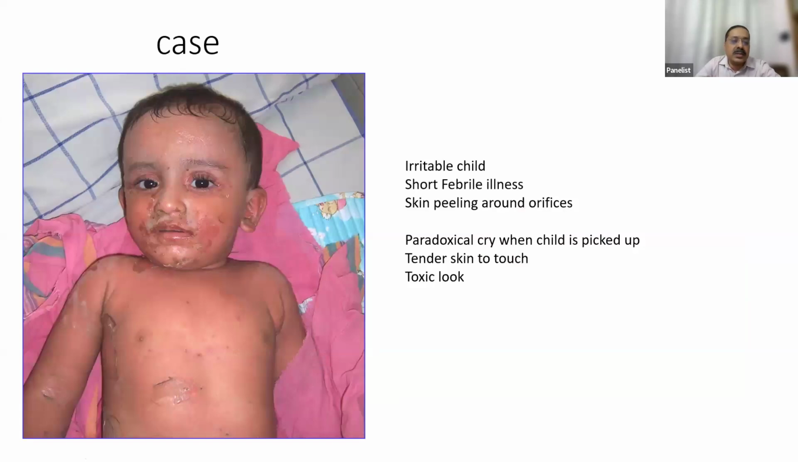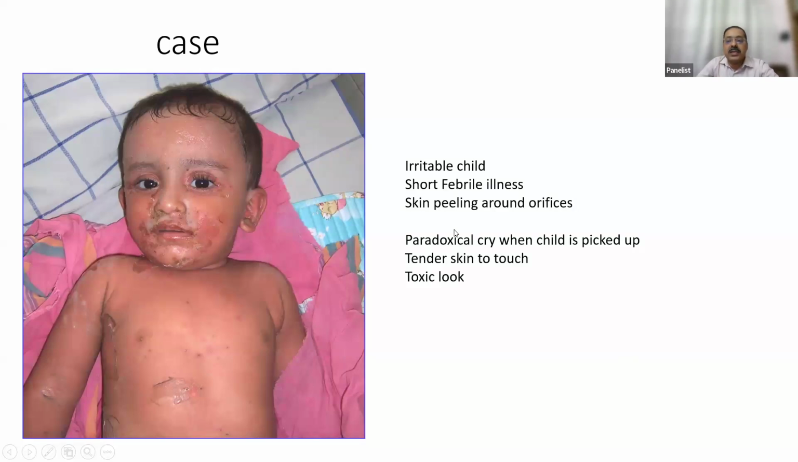Another case where there were actually superficial erosions. Somebody who is not introduced to dermatology will say this is probably a childhood pemphigus because there are erosions, there is bullae formation, very flaccid bullae. But what is important is the child is very irritable. It is a short duration febrile illness and the skin is peeling around the orifices. It occurs around the eyes, it occurs around the mouth, it occurs in the flexural areas. It will also be there in the groin area and the perianal area.